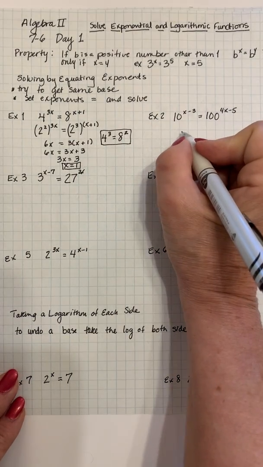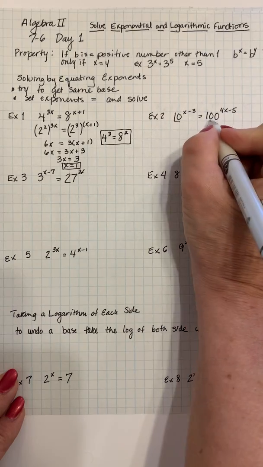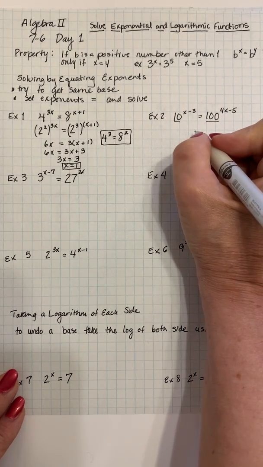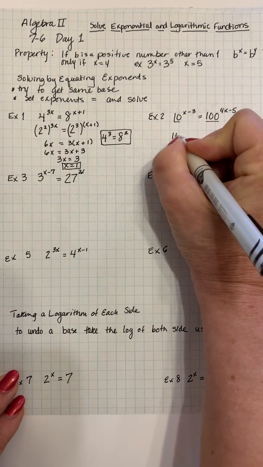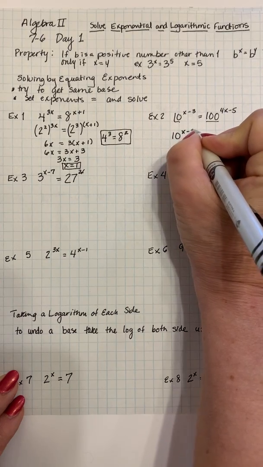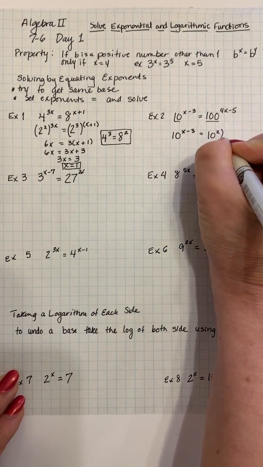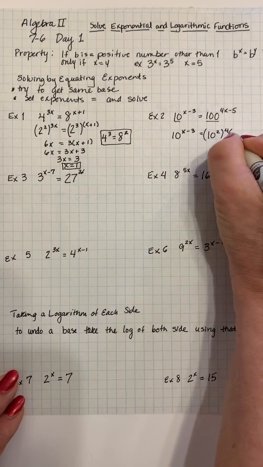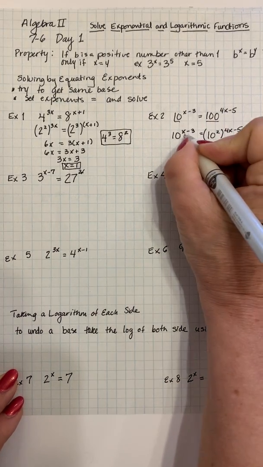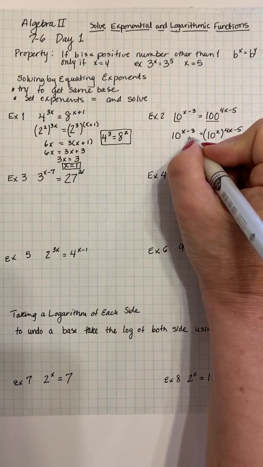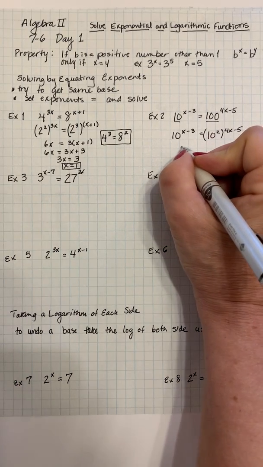Coming over here to number 2. We see a 10 and we see a 100. Probably the base will be 10. We're going to leave this one alone. This becomes 10 squared raised to the 4x minus 5. So it's taking the exponents and setting them equal to each other.